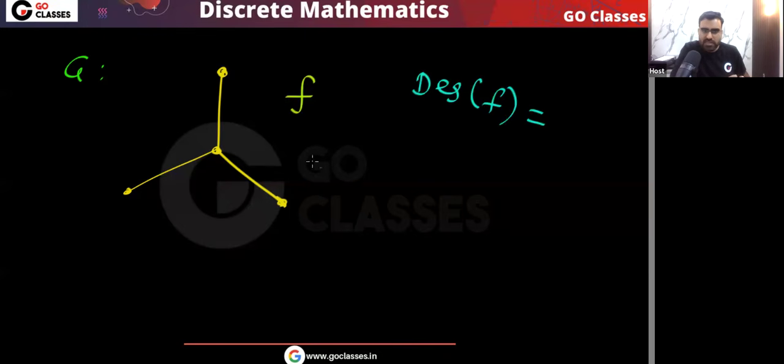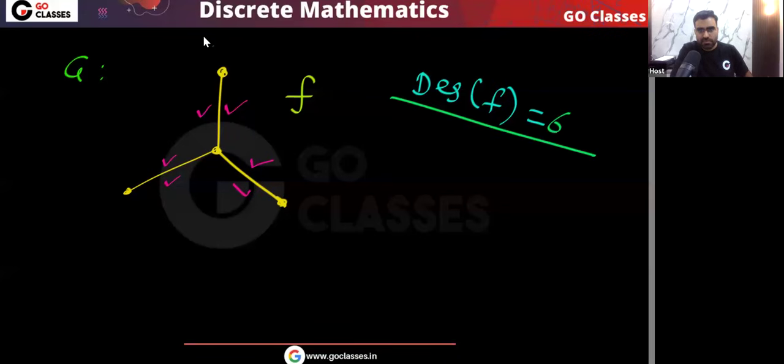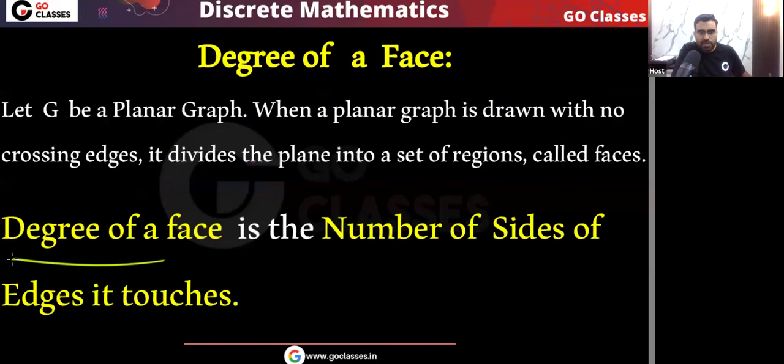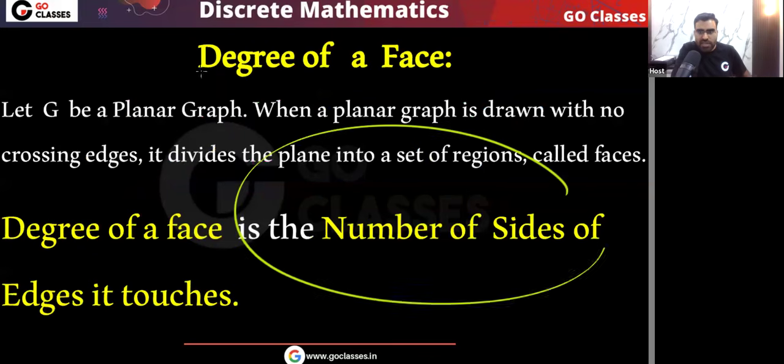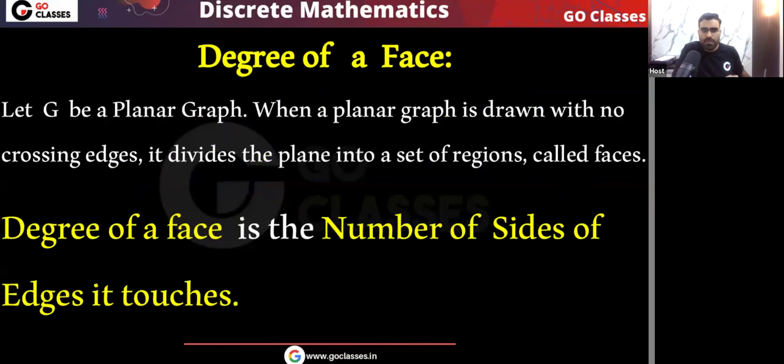Remember, the degree of a face is how many sides of the edges it is touching. So this face is touching this side of the edge, also this side, this side, this side, this side, and this side. So you can see it is touching six sides of the edges. So the degree of F will be 6. Okay. Is this clear? The definition is actually very simple. The degree of a face is the number of sides of the edges it is touching. I hope you understood.